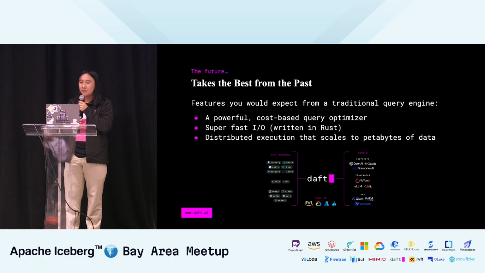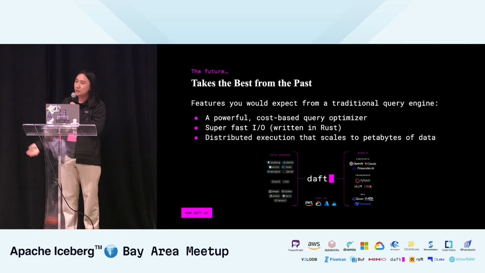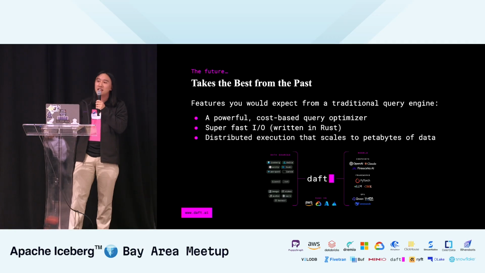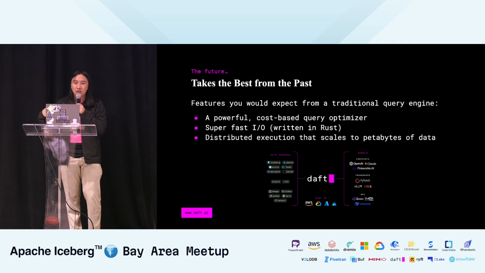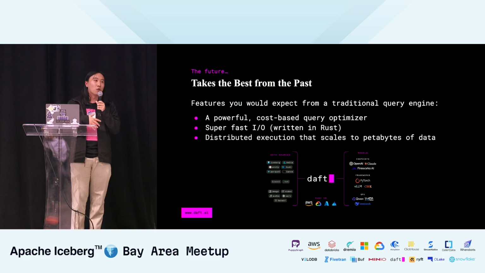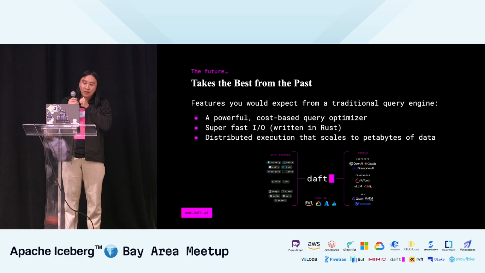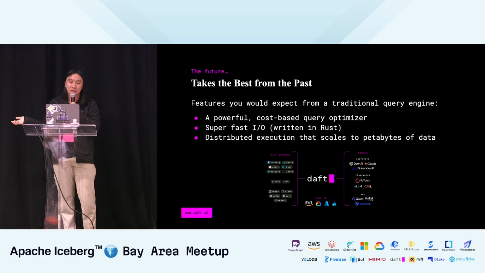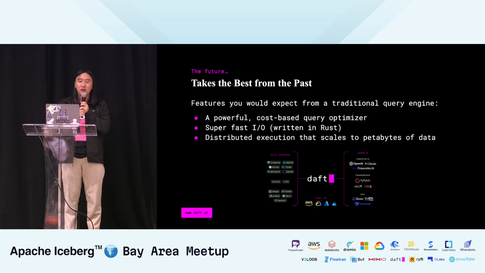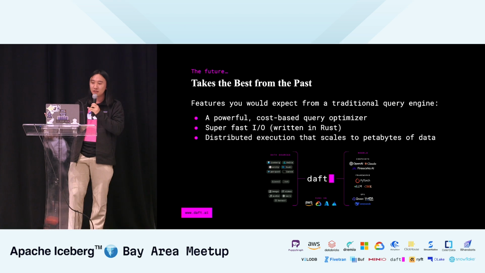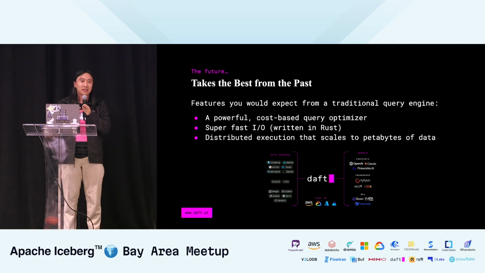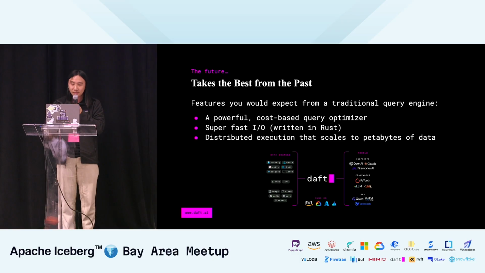We also believe that the future takes the best from the past. So you shouldn't need to sacrifice the power of a traditional query engine just to work with your multimodal data. And with Daft, you don't need to, right? Daft provides a powerful cost-based query optimizer, super fast I/O that's written natively in Rust, and distributed execution that allows you to scale to thousands of machines and petabytes of data.